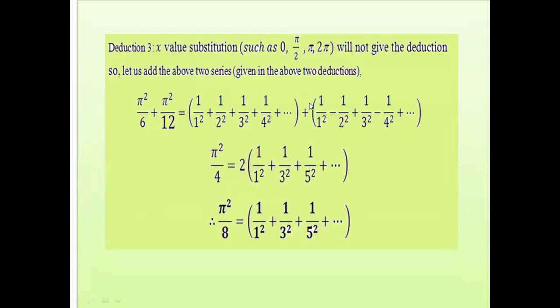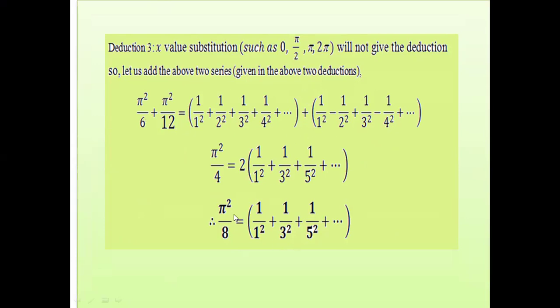And the third one is the deduction of the third value. The x value is substituting x as 0, pi by 2, pi, 2 pi. The interval you have to take is x is equal to 0 to 2 pi. In between, pi by 2 pi here, so it will not be given by the deduction. Let us add the above two equations and the above deductions. Add the above equations: what is the pi square by 6 series and pi square by 12, you can add.